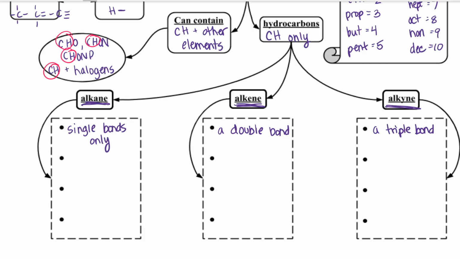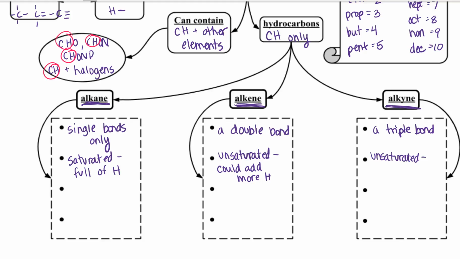Now, the fact that alkanes only have single bonds mean that they are saturated. That basically means that they are as full of hydrogen atoms as they could be. All of those carbons are connected to as many possible hydrogens as it could be. But alkenes and alkynes are unsaturated. What that means is I could add more hydrogens. If I broke the triple or double bond, I could stick some more hydrogens in there. That's what unsaturated means. Room for more hydrogens.